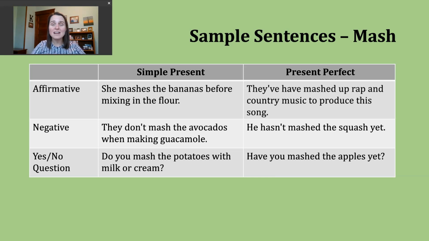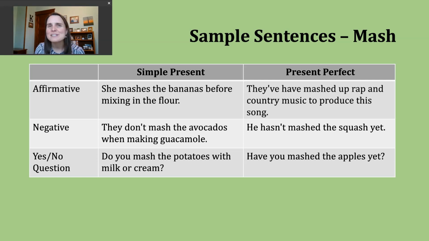Right? So we're back to that earlier example of combining two or more audio recordings. So you might take a rap song and a country song and combine them to make something else. Now, if you want to make a negative present perfect sentence, again, pay attention to your subject. Right? Then you're going to use have or has, then not, and then the participle form of the verb.